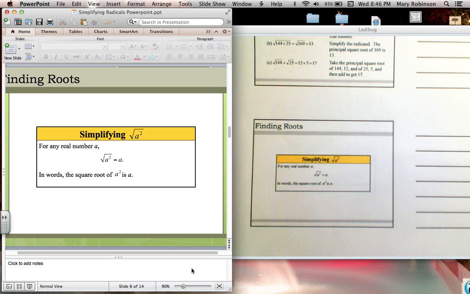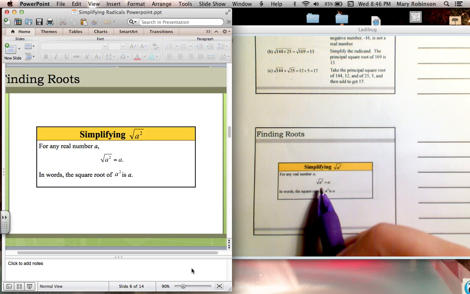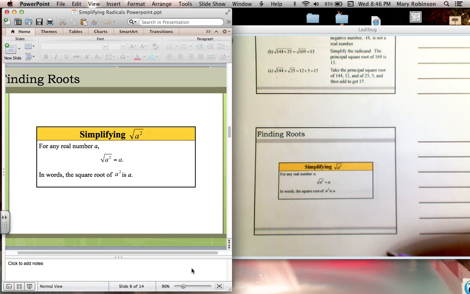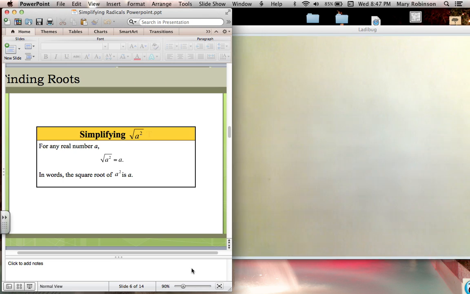So when you're finding roots, you can just say that for any number a, the square root of a squared equals a. That's because the square root and the square, they cancel each other out. So it just equals a. They're inverse or reciprocal operations. So we're going to try a few examples.